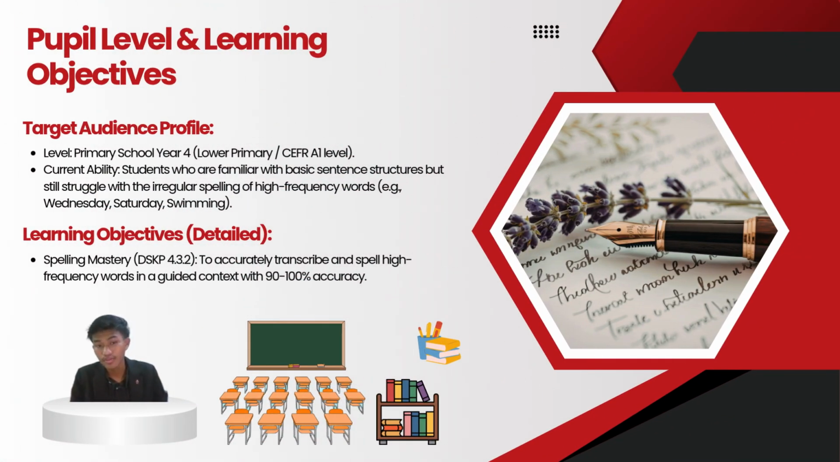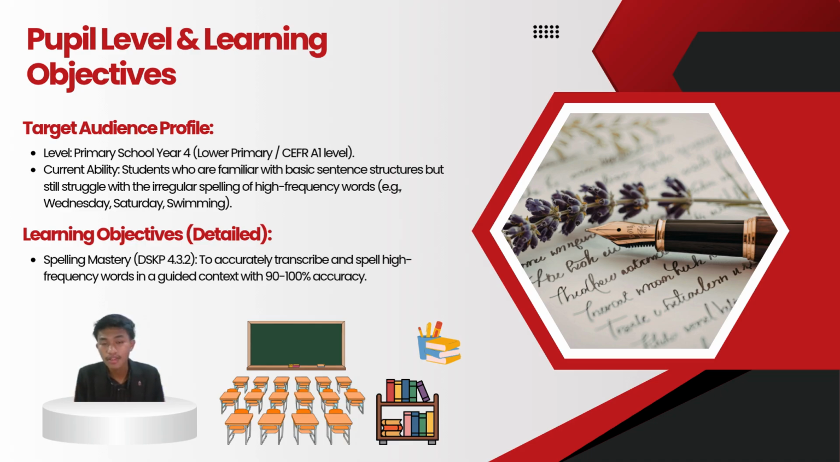Alright, so let's move on to the pupil level and learning objective, because as I explained earlier, it's still an overview of these things. So the first point is the target audience profile. I have targeted primary school Year 4, which is lower primary, and the level should be CEFR A1.